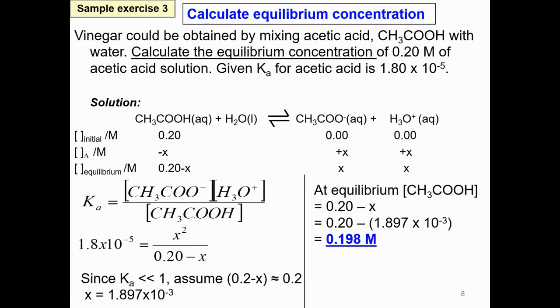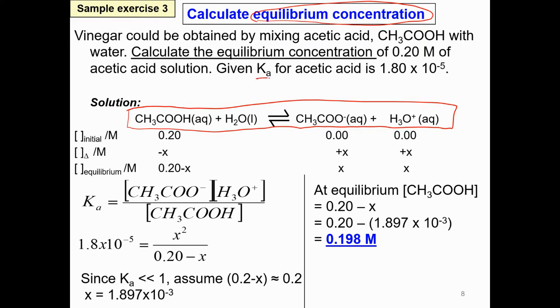Okay, now next one, calculate the equilibrium concentration. Means that we want to know at equilibrium what is the concentration. Same thing again. If it doesn't give you any equation, then you have to write on your own. And then you can see here the given Ka is 10 to the power of negative 5. Means you can do assumption that Ka is very small. So let's substitute. Write the Ka expression first.